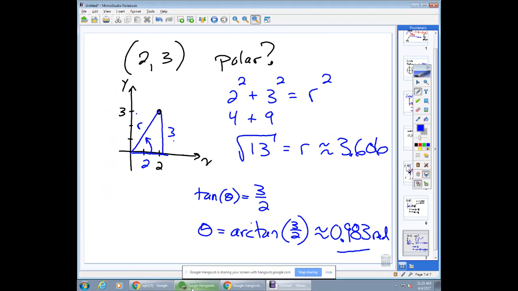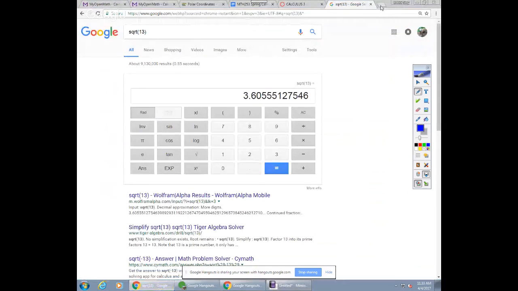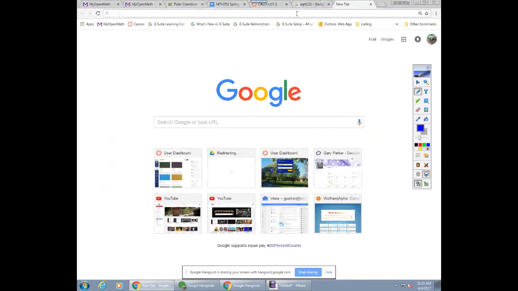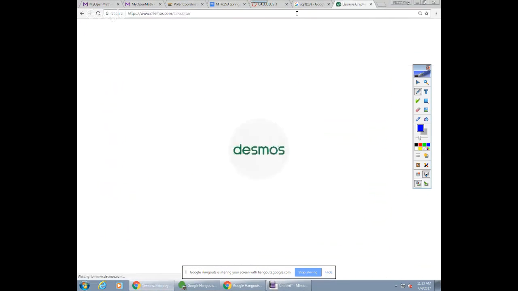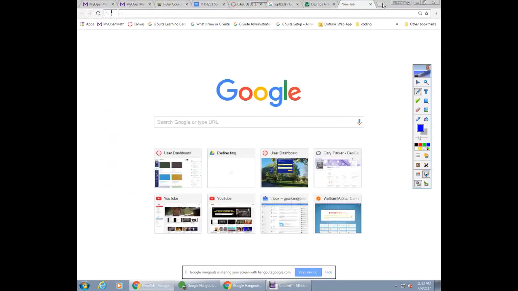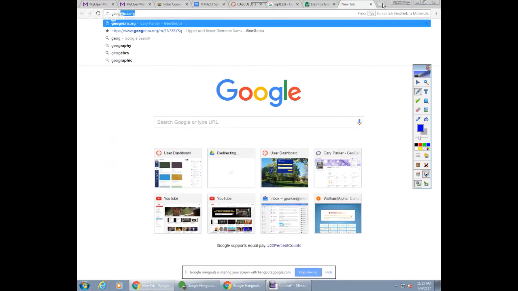As far as doing polar graphing, TI can do polar graphing. There's a video on it on the website. Desmos does some good polar graphing, and so does GeoGebra. So I'm going to take a look at those two right now.